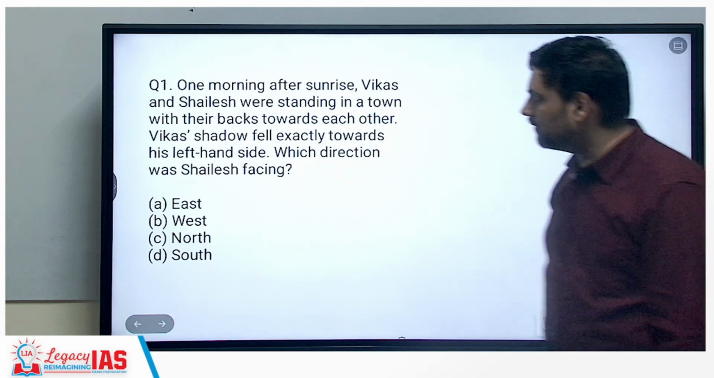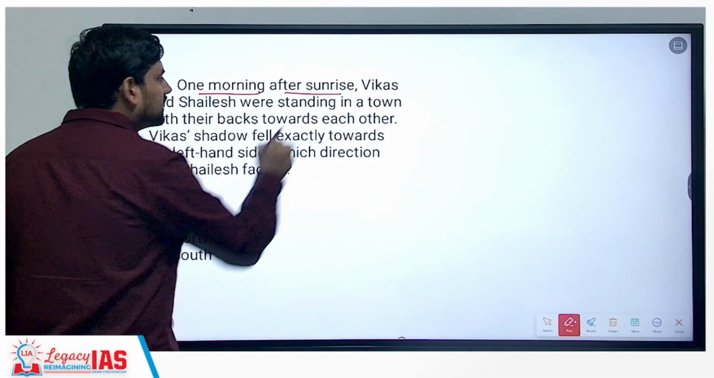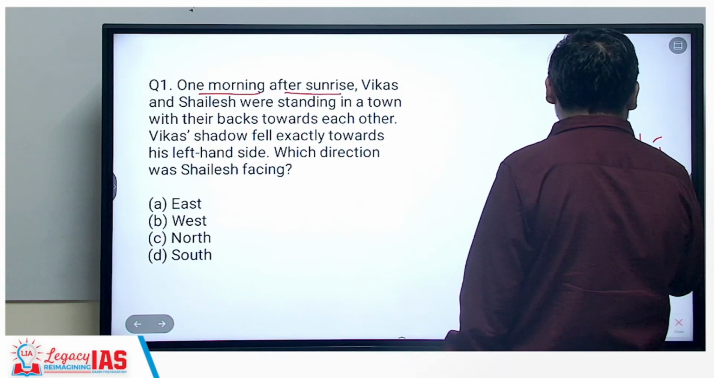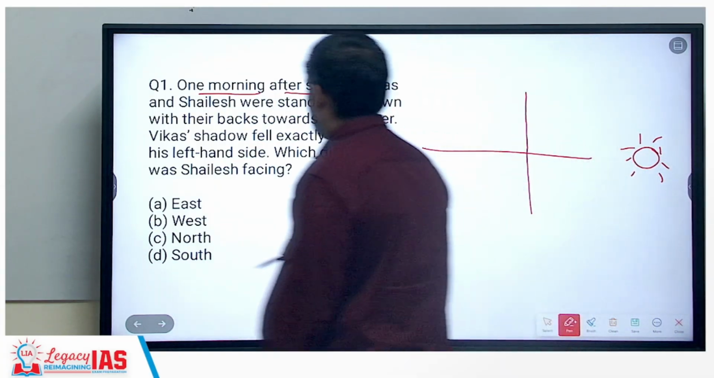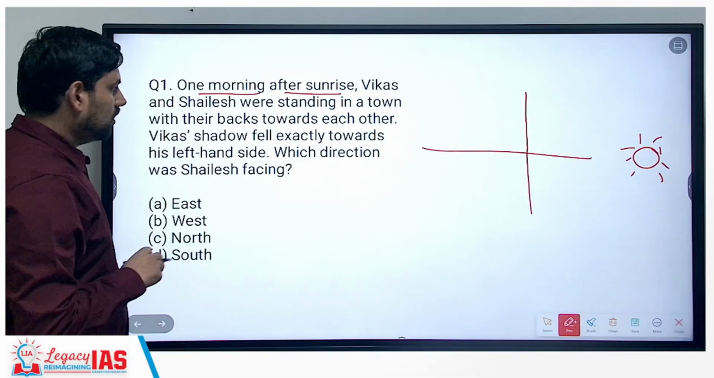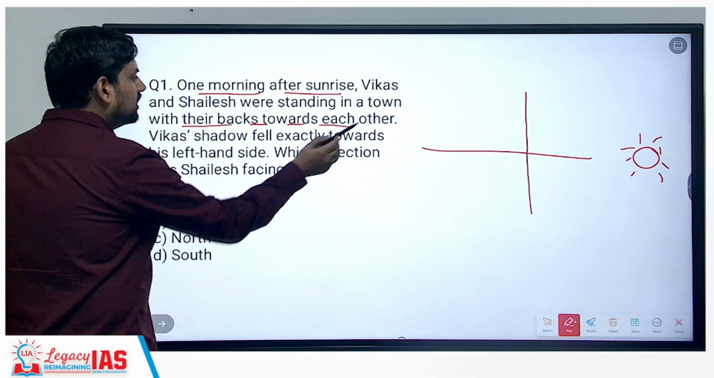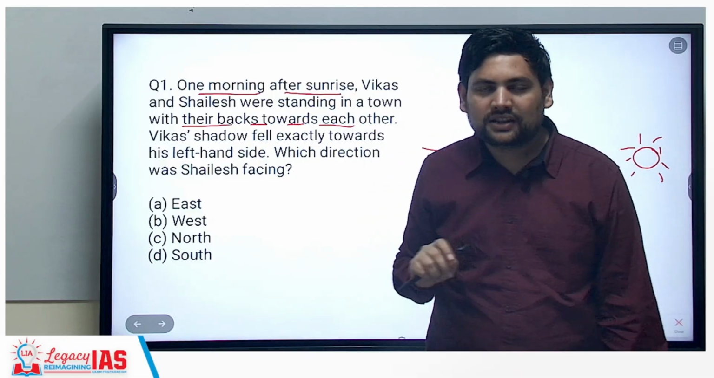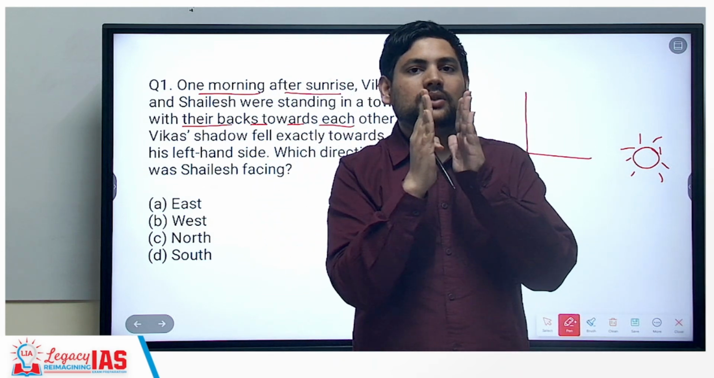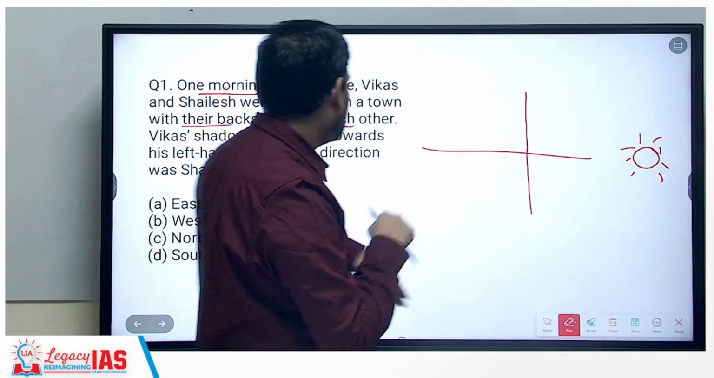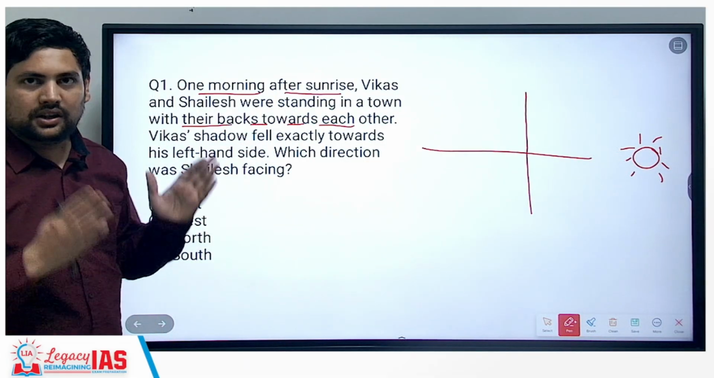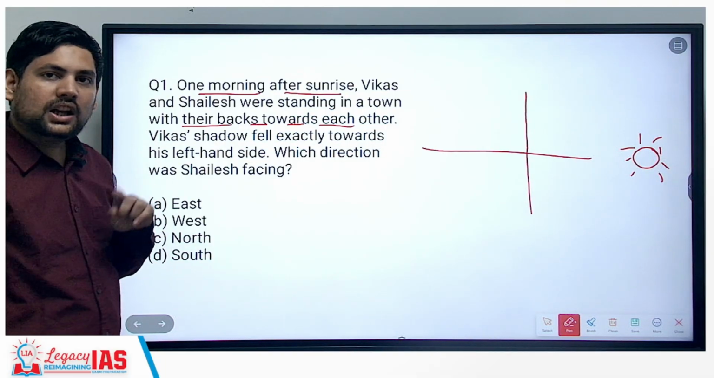So this is the first question. One morning after sunrise, that means the sun is in the east, Vikas and Shailesh were standing in a town with their backs towards each other. So if I am Vikas, Shailesh will be looking in the opposite direction, because their backs are aligned. That means they are looking in opposite directions.